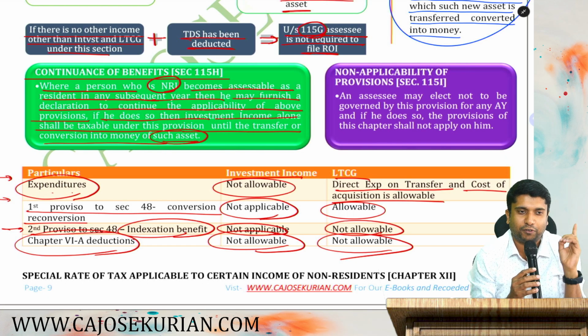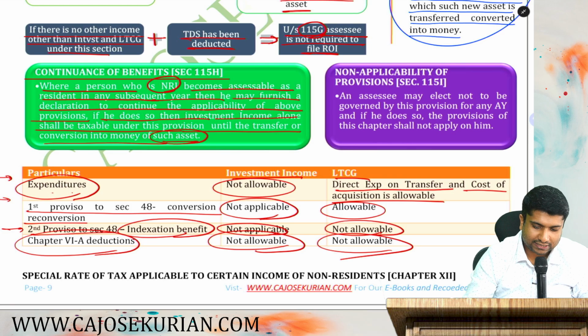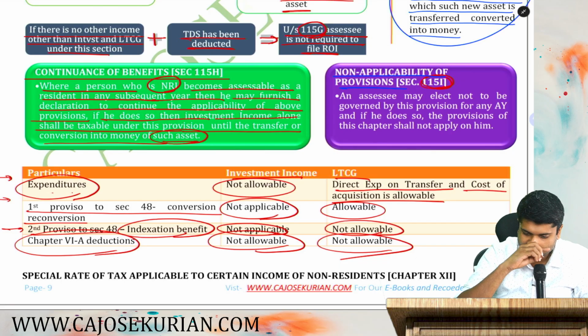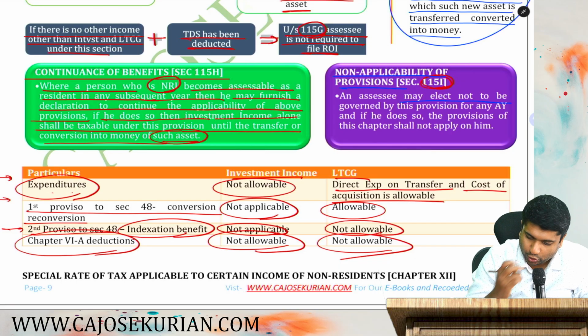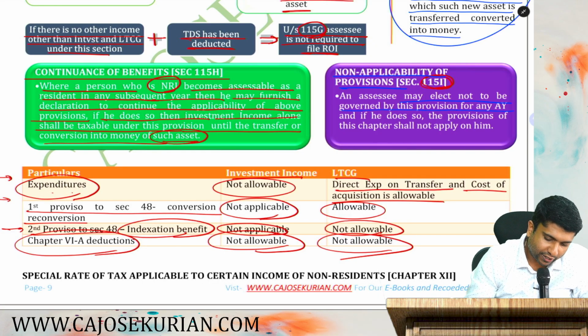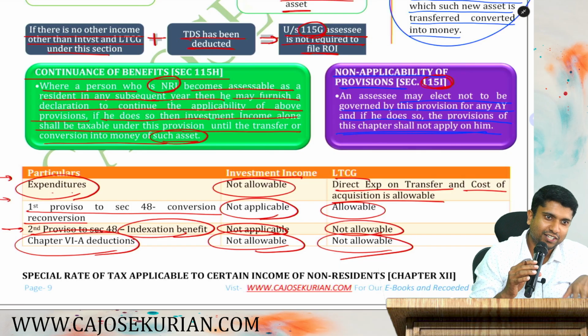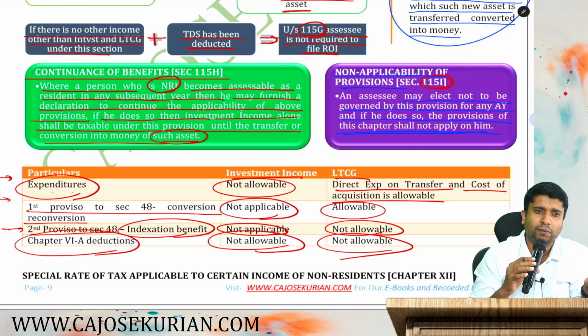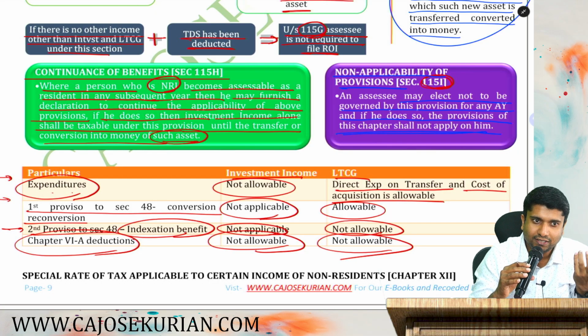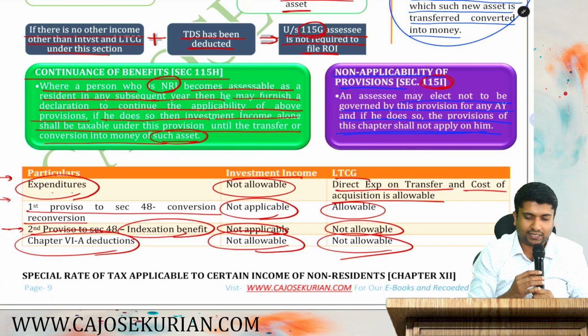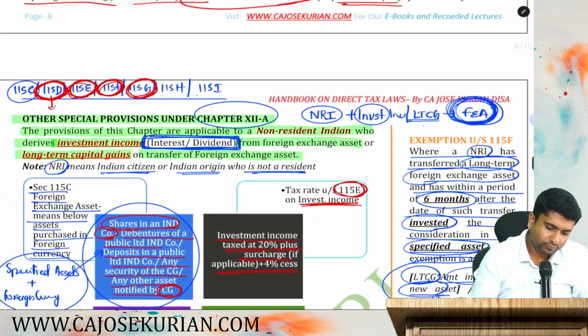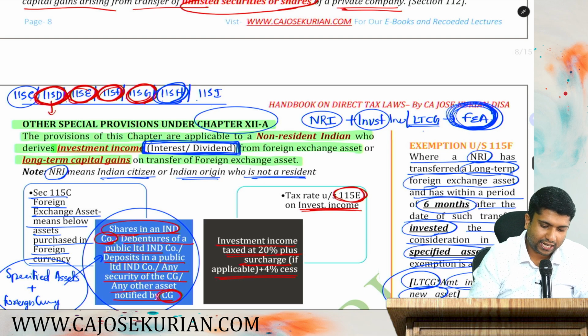We are not saying that you have to mandatorily follow this provision. That is 115I. What are they saying? Non-applicability of the above provision. An assessee may elect not to be governed by this provision for any AY. If he does so, the provisions of this chapter shall not apply to him. Don't worry. If you think that these provisions are not good for you, you simply opt out. We are not mandating that you have to follow these provisions. Are you with me? So there is a specific provision to opt out. That is 115I. H was declaration, I is opt out.